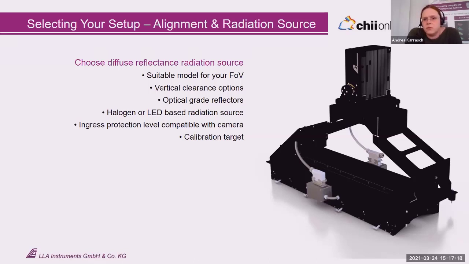In addition, you will need to decide on whether to use a halogen or a LED-based radiation source. There are now some LED solutions available on the market, but they are still very high priced or not available and suitable for all applications, especially in the NIR range. And of course, the ingress protection level should be compatible with the camera. And the last point, you will need a calibration target for regular intensity normalization of the spectral signal.